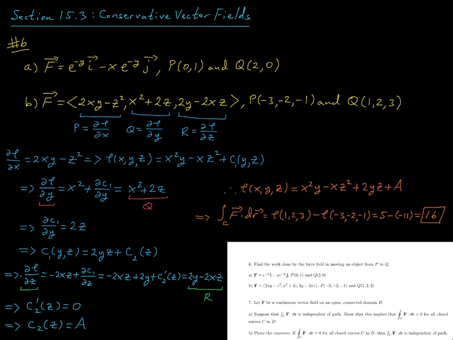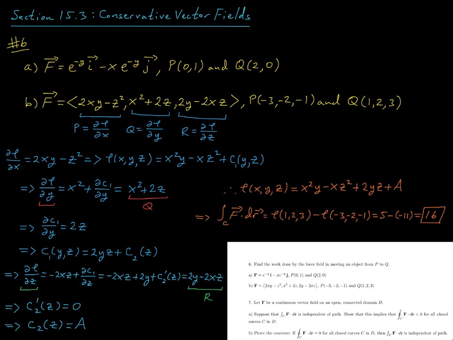And then lastly, since we know that the z derivative of phi is equal to this k component for our vector field f, so in other words, it's equal to this function r, which is 2y minus 2xz, equating all of that and noticing that I have both the 2y and the minus 2xz on both sides, that implies that c2 prime of z is 0, and so c2 then is just a constant.